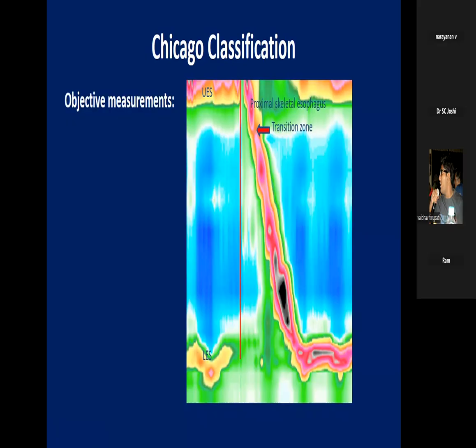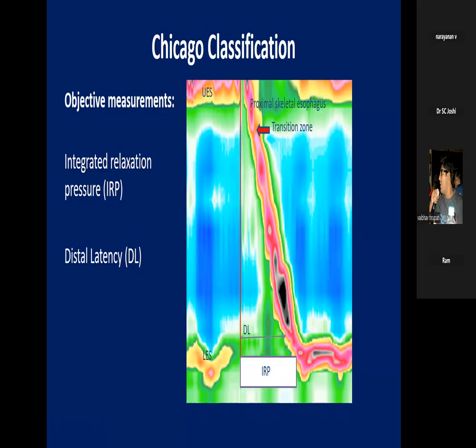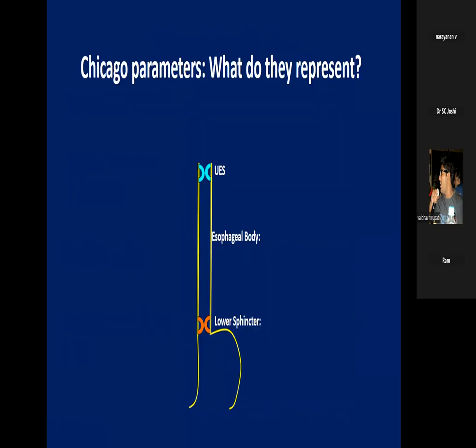So what are the metrics in Chicago classification? These are objective measurements. First, we have the integrated relaxation pressure. Then we have the distal latency. And then we have the distal contractile integral. So these are the three. We also used to do peristaltic breaks, but Chicago 4 has done away with the peristaltic break. So what do each of these represent?